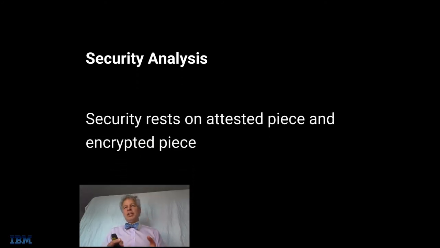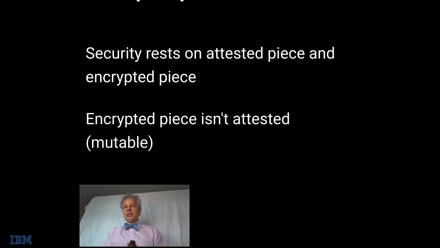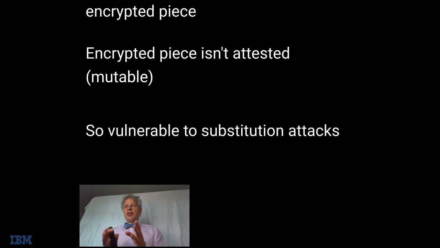And the first thing you can see is that security rests on an attested piece and an encrypted piece. The encrypted piece isn't attested because it's mutable. So only the first piece that the cloud service provider would place into the machine is attested. And this means that the encrypted piece is actually vulnerable to substitution attacks. That's where you take ciphertext from one incarnation of an execution and place it into another incarnation of an execution. You would actually be able to trick the virtual machine as it's executing into possibly putting known plaintext into that place and then substitute in place. This is a cipher substitution attack.